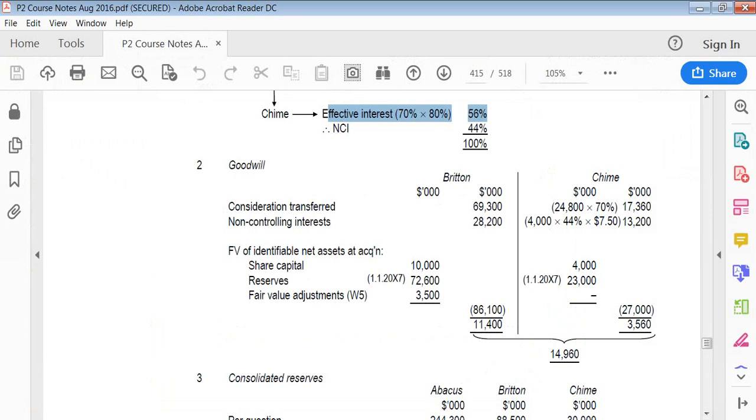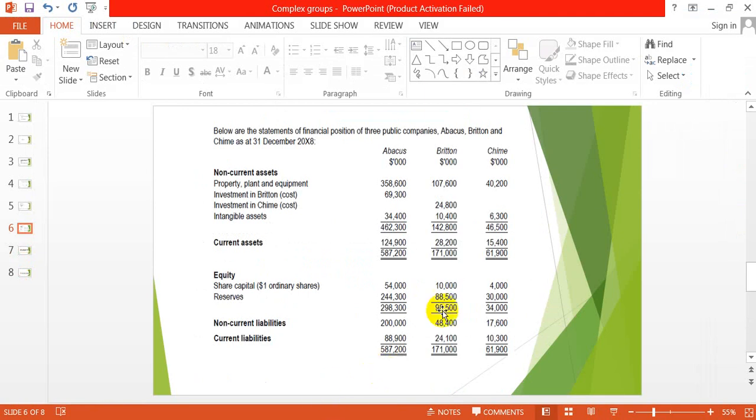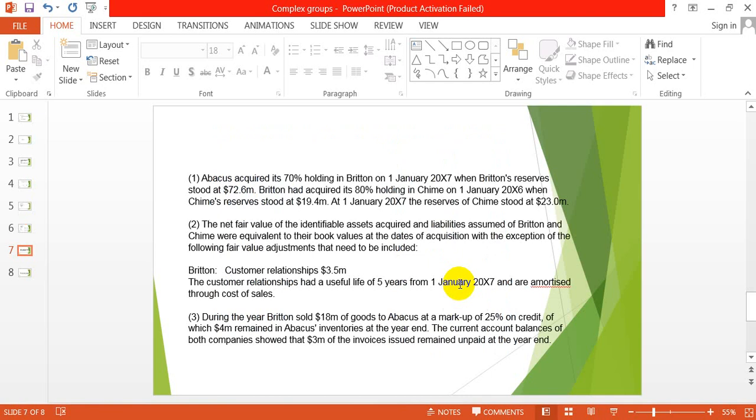Then we take out the fair value of the identifiable net assets acquired, which is the share capital of 10. We have the share capital of Britain, there are 10. The reserves, we need pre-acquisition reserves at the date of acquisition, which were given in note 1 as 72.6%.